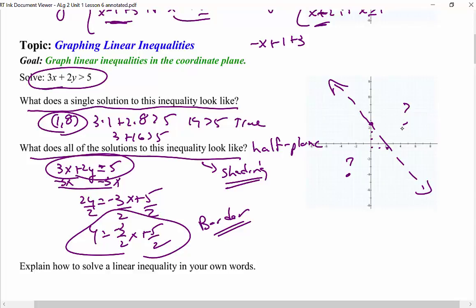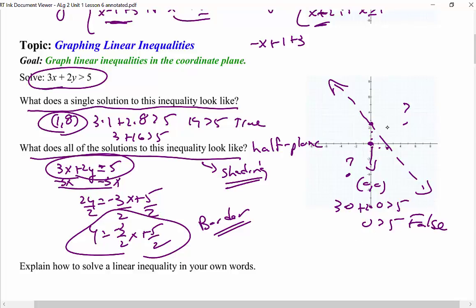Here's how you decide. Pick a point. Pick the easiest point you can: (0, 0). That's the point I'm going to test. So if I put in 0, 3 times 0 plus 2 times 0 is greater than 5. 0 is greater than 5. That's false. That says don't shade that side.